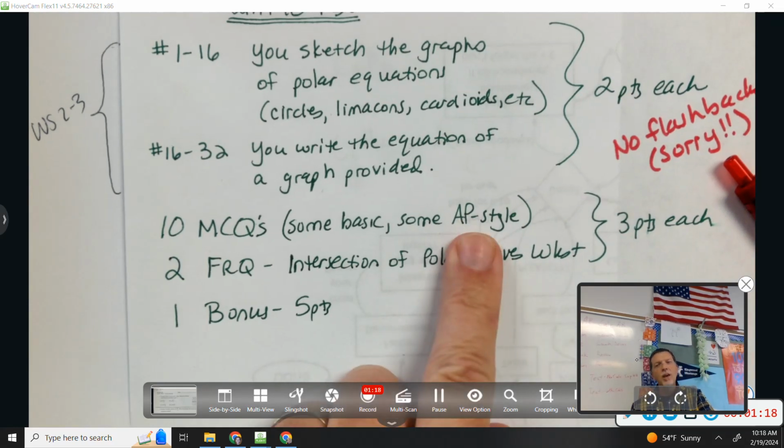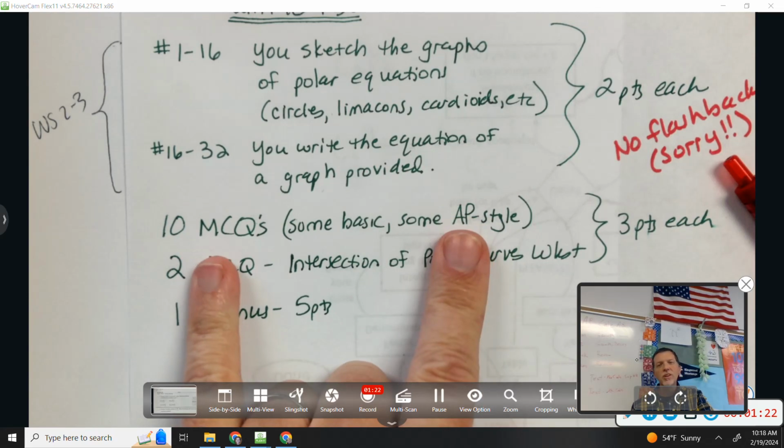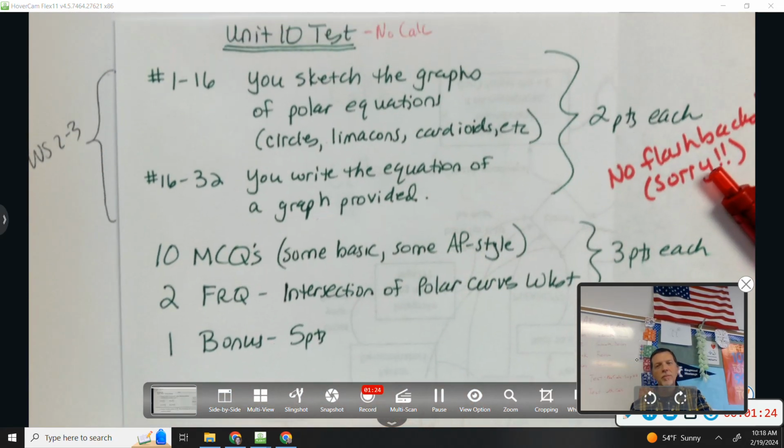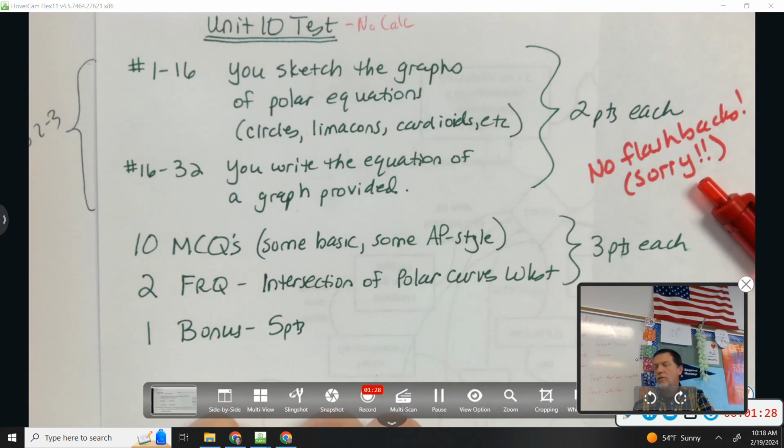Again, it's those AP type questions on multiple choice. That's where the tricky ones are. But there's not a ton of those, so I feel like this is a very straightforward test. I would say this on 1 through 32.